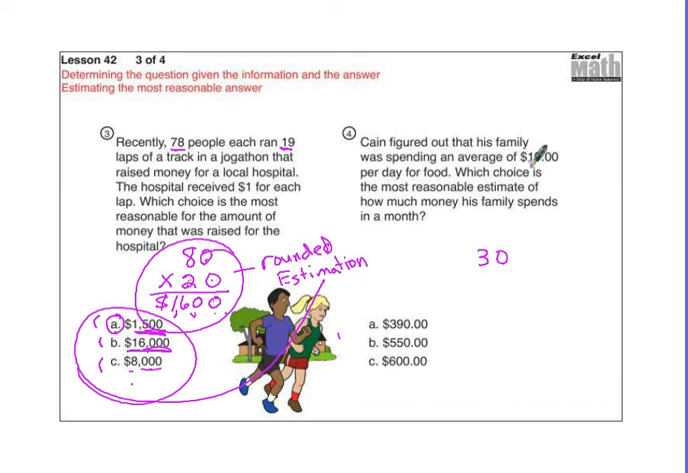And then we want to round how much they spend per day for food. They spend $20 a day for 30 days. You can multiply that out, and we have that 0 for the placeholder. 0 times 3 is 0. 2 times 3 is 6. So they spend about $600. And then you look at the 3 choices, and 600 is actually one of the answers, so you pick C.